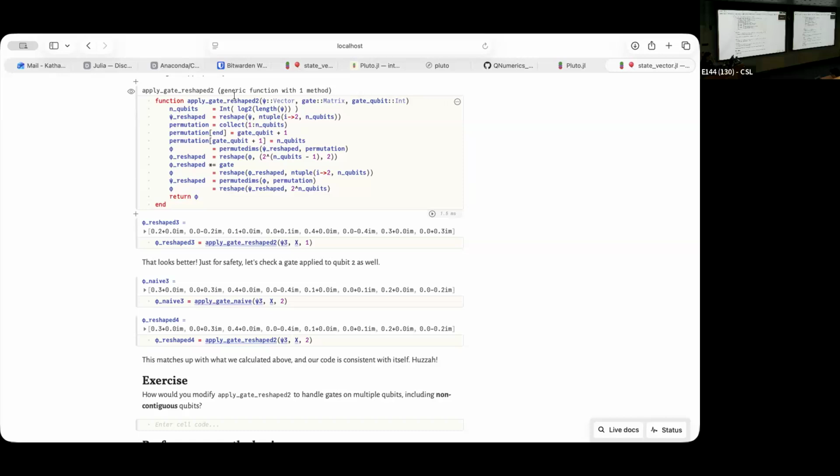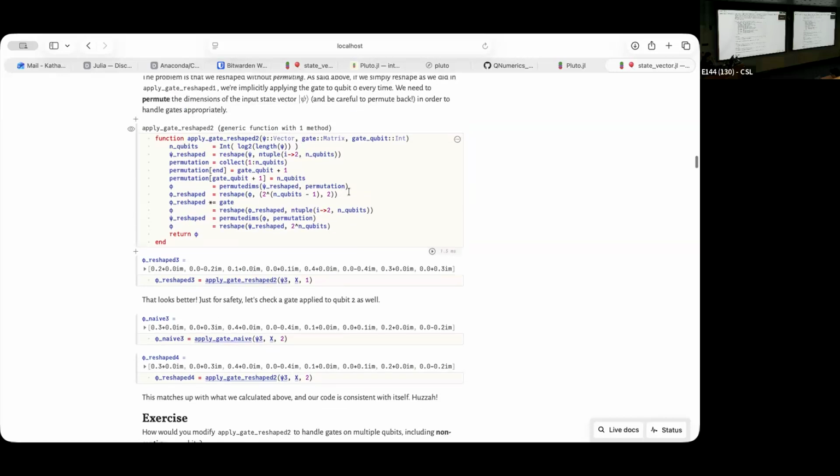In your function, why do you use I arrow 2 in the reshape? Oh yeah, so this is because this is creating an n-tuple, a tuple with n elements. What this is doing is, for I in 1 to n qubits, generate a tuple using this function. And this is an anonymous function that just maps whatever I comes in to 2, because we know the dimension of each qubit is 2. Sorry, that is kind of confusing if you're not used to n-tuples.